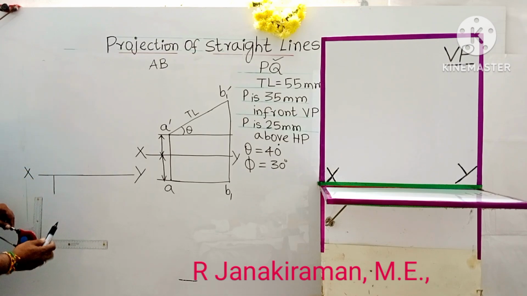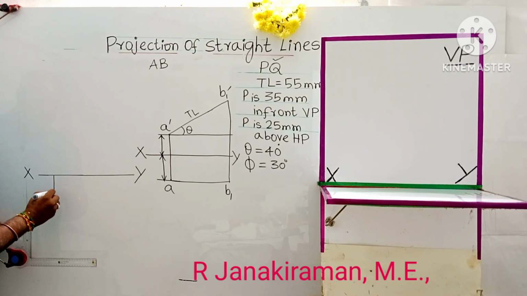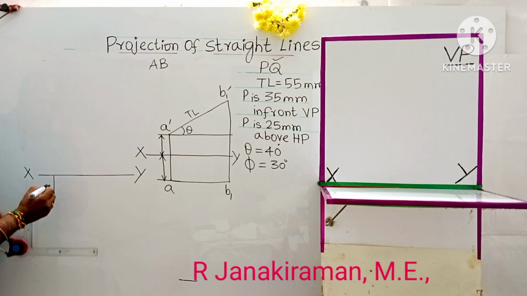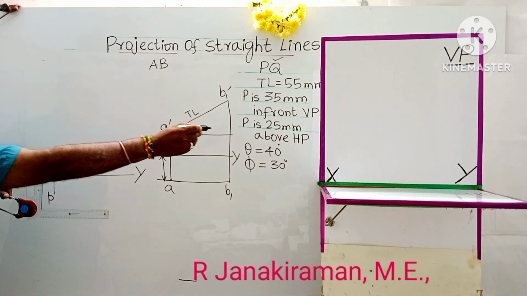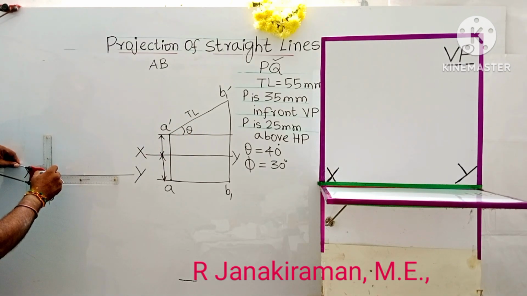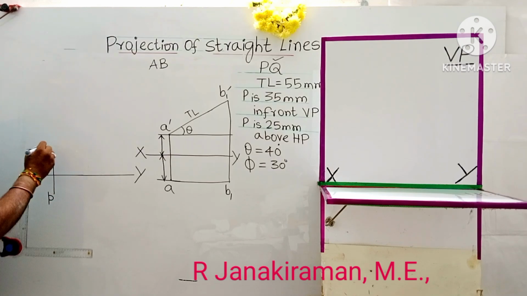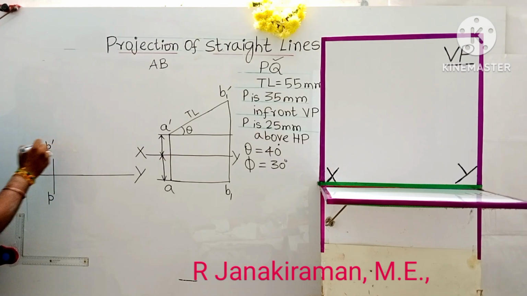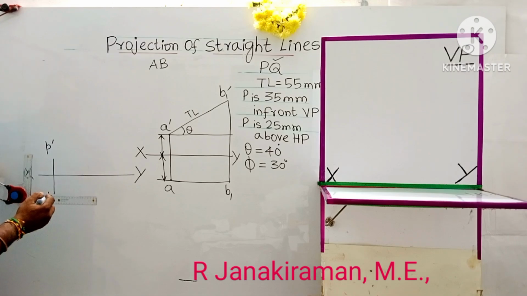This point will come below the XY line. This point is marked as P. And 25 mm above HP. The same point is 25 mm. A 25 mm distance will always come above the XY line. It's marked as P dash. So let us dimension this.